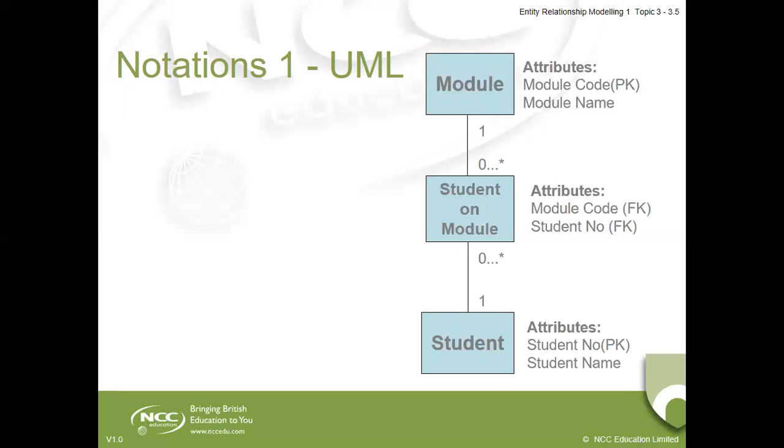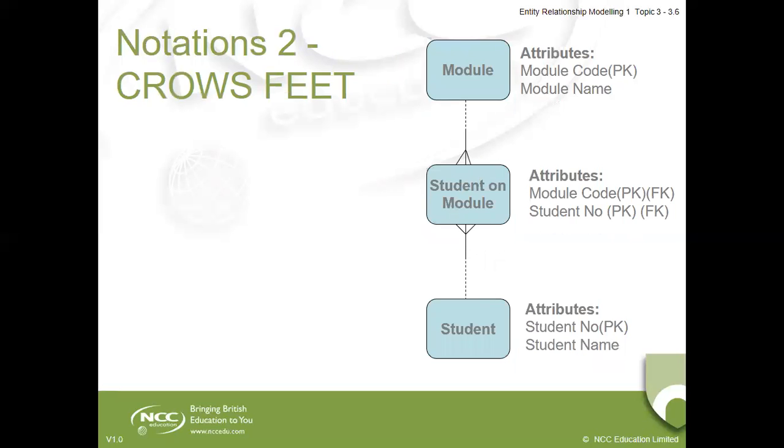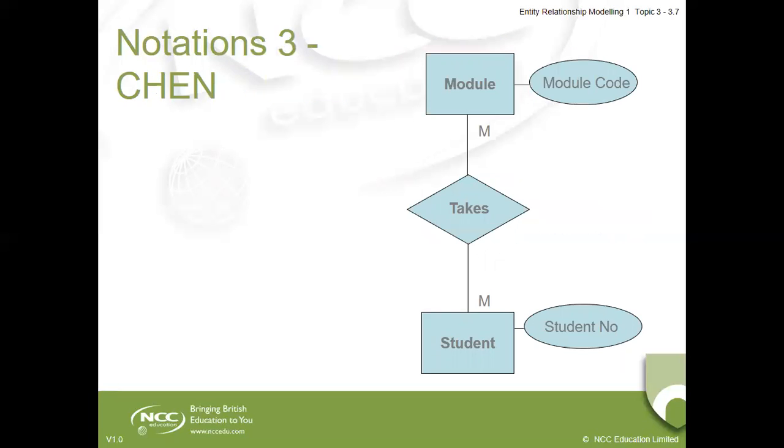Then let's look at notation 2, Crow's Foot. We have module. They are the same modules, the same tables. Then the same primary keys, so the same attributes as well. Then what you see there is an ERD.